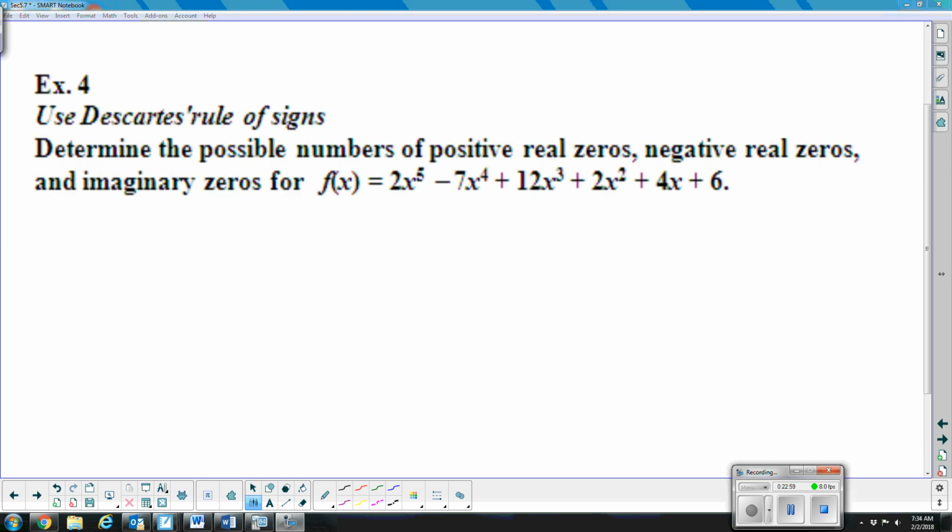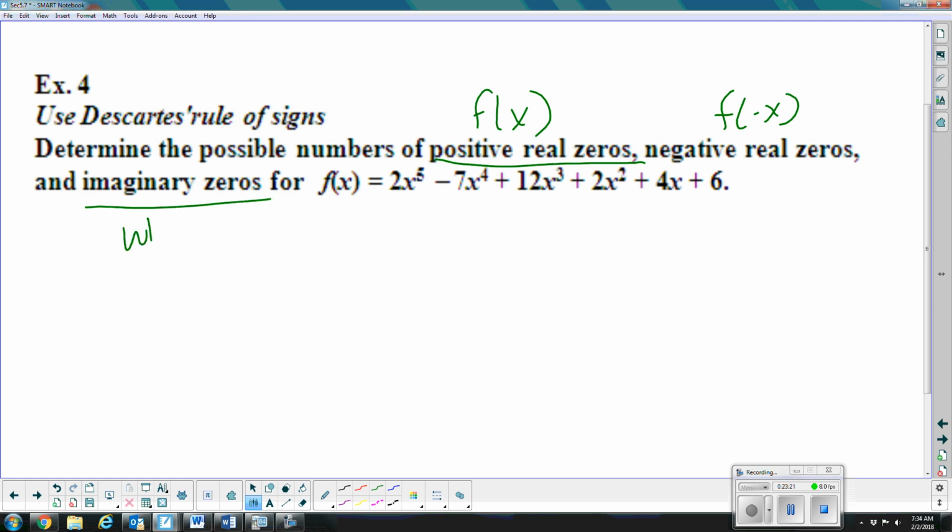So in this next example, determine the possible number of positive real zeros. So changes in sign of f of x. Negative real zeros, changes in sign of f of negative x. And imaginary zeros. The imaginary zeros are whatever is left over.